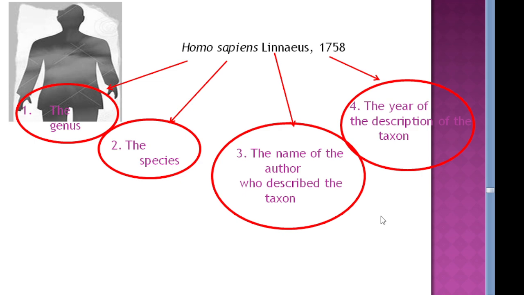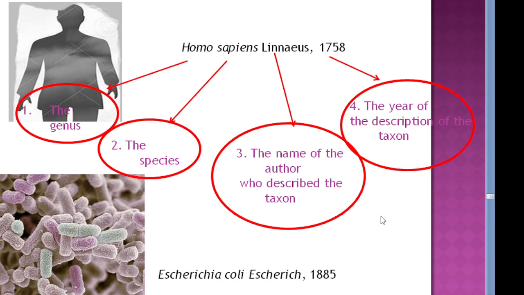Okay, let's move to another example, which is from the bacteria kingdom, Escherichia coli. So, in the binomial, we put in the first position the genus with the first letter capitalized, Escherichia. Coli is the species, and the first letter is in lowercase. Then the author that described this organism, the year of the description, and between the author and the year, a comma.